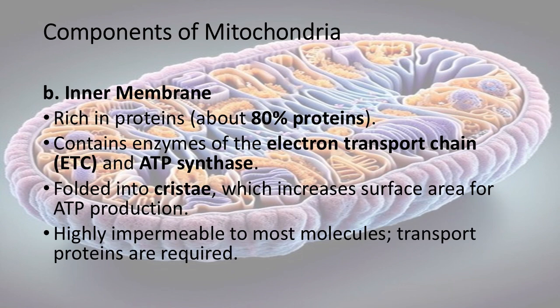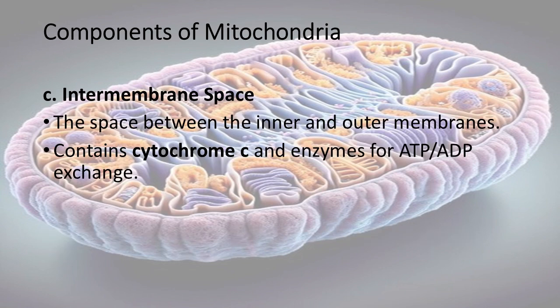B. Inner membrane, rich in proteins, about 80% proteins. Contains enzymes of the electron transport chain, ETC, and ATP synthase, folded into cristae, which increases surface area for ATP production. Highly impermeable to most molecules, so transport proteins are required. C. Intermembrane space, the space between the inner and outer membranes. Contains cytochrome C and enzymes for ATP/ADP exchange.